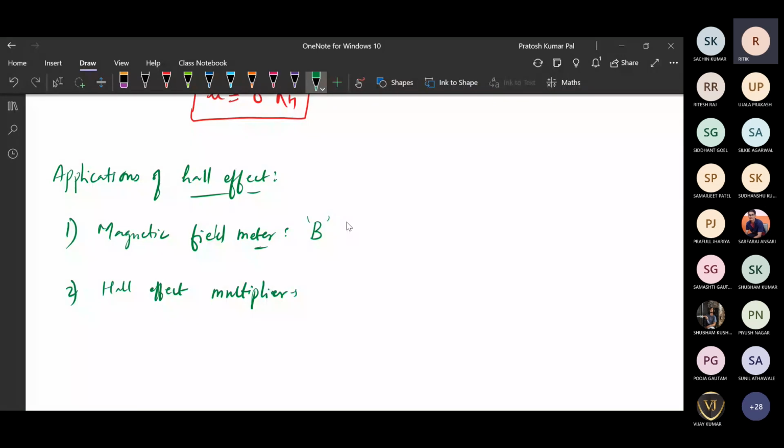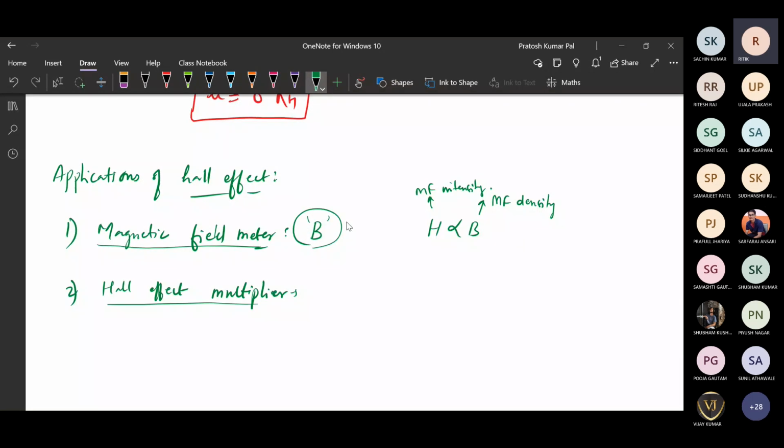Here, B is the magnetic flux density, and the magnetic flux intensity is H, which is directly proportional to B. So either we can find the magnetic flux density or the magnetic flux intensity. Once we are able to find B, we can find H also. By using the Hall effect, we can find B, so this concept can be used in magnetic field meters.